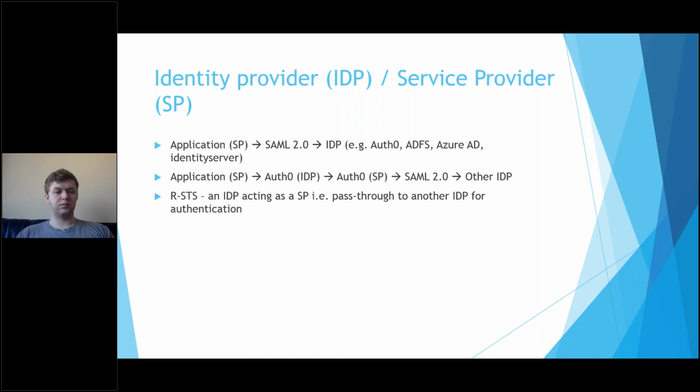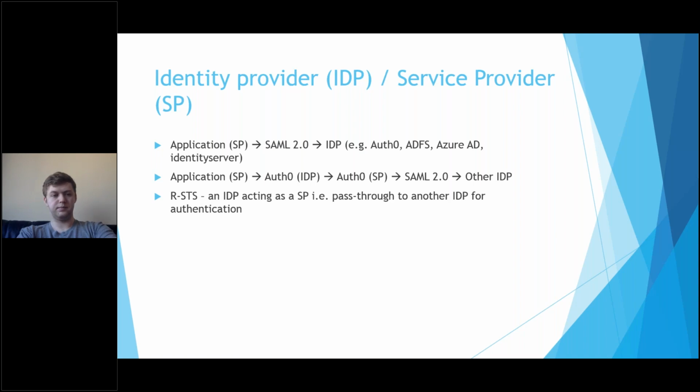But we have another one, which is quite common, where we have the application, for example, going to Auth0, and in that part of the flow, Auth0 is acting as the IDP. But actually, we don't want to authenticate with Auth0. We want to authenticate with another IDP. So in that part of the flow, on the right-hand side, Auth0 is actually the SP to another IDP. So the same security token system can be an IDP and an SP. So Auth0 does that, ADFS does that. Azure AD doesn't do that because Azure AD can only be an IDP.